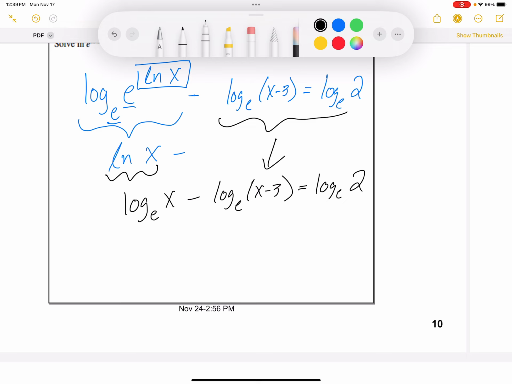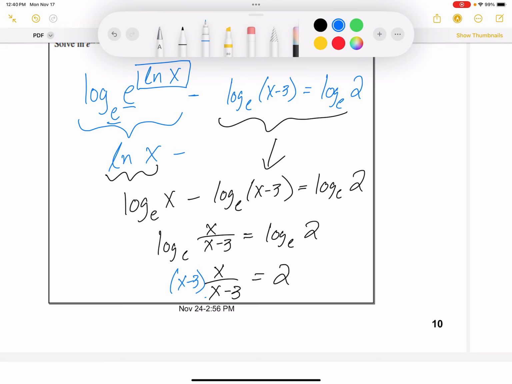Well, since they have the same base, I can rewrite it as log base e of x over x minus 3, because it's being subtracted, and then I can say x over x minus 3 is equal to 2. Remember though, because it's in the denominator, x minus 3 cannot be equal to 0, so x cannot be equal to 3. Just in case.